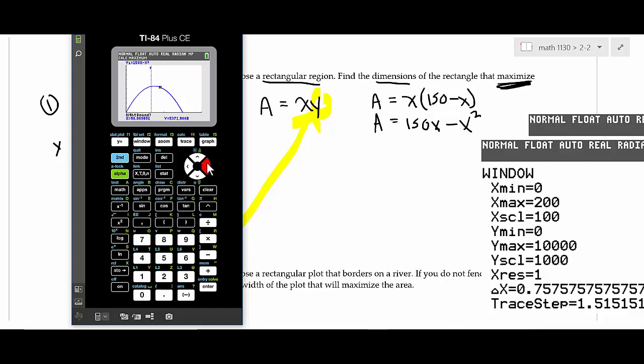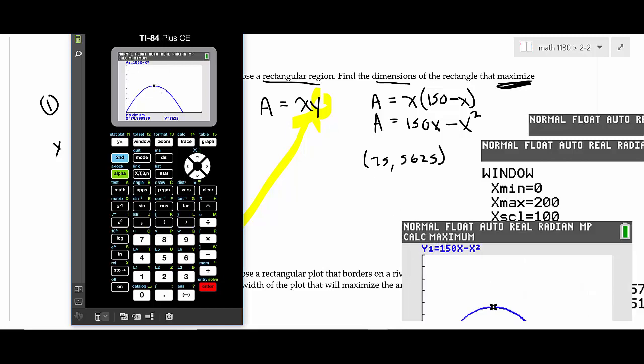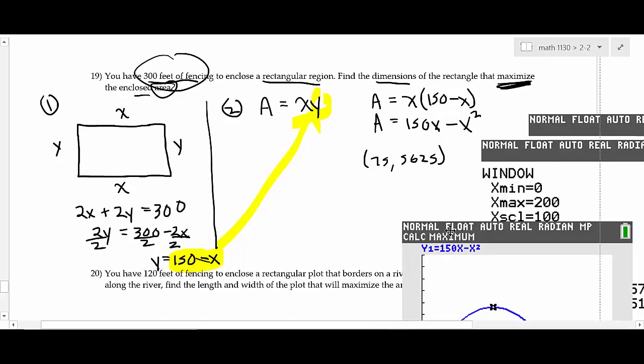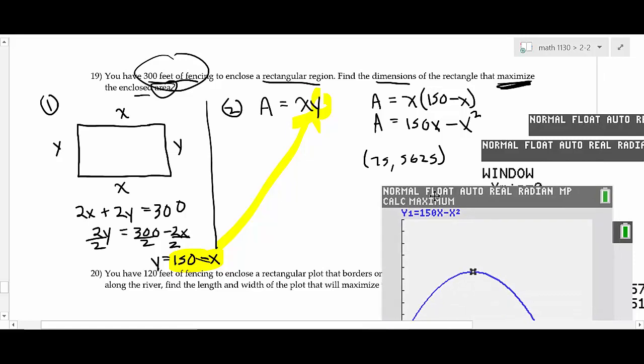Right bound. And if you mess up on the left bound or right bound, it will give you some sort of an error. So it looks like that vertex is going to end up being 75 and then 56, 25 like that. Okay, so that's what you end up getting. Okay. All right. Now what we want to do with this is we want to find the dimensions that maximize this.